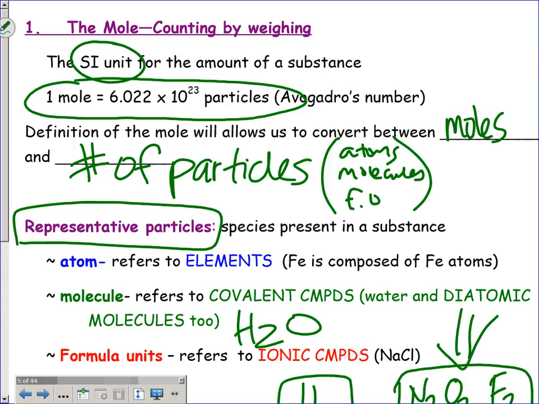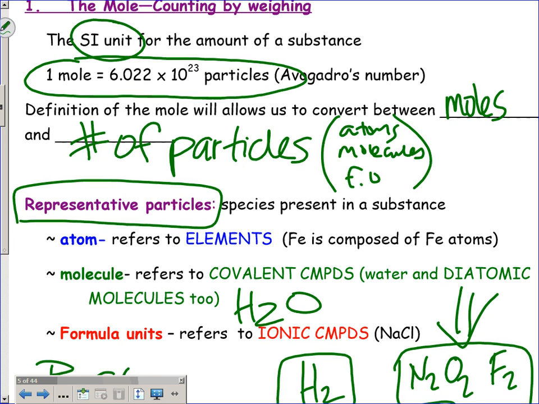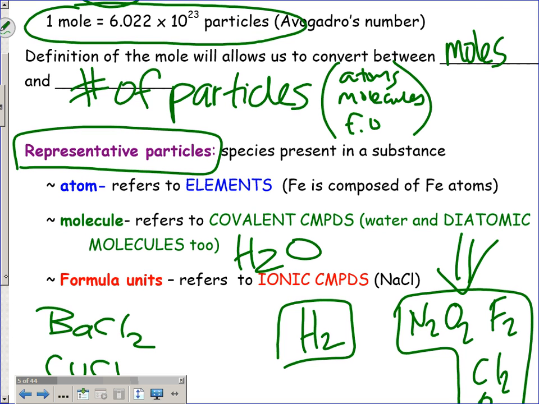So particles is a generic word, like you guys are people, right? You're all people, it's a generic term, but I could say sophomores and juniors, or girls and guys. I can go tall and short. I can be a lot more descriptive than just people, just like I can be a lot more descriptive than just particles. So that's going to be one conversion that we're going to be talking about, and that's what you guys just wrote information down about.